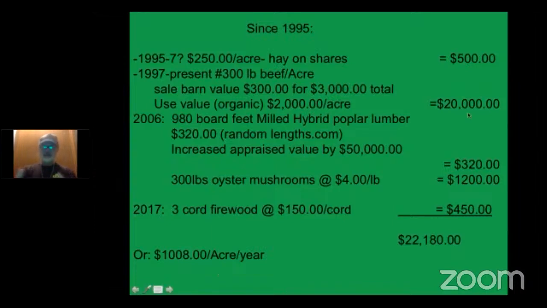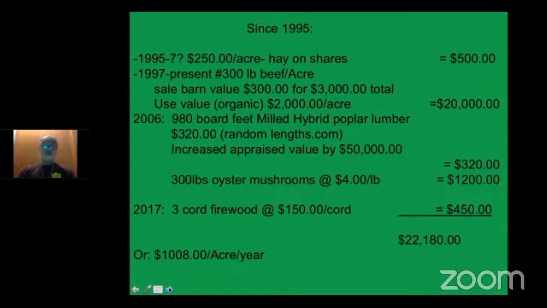That's a heck of a pile of cash. If I had to come up with that $20,000 to buy organic beef, I wouldn't be eating organic beef. I'm eating organic grass-fed beef because I'm raising it. It has an actual market value of $20,000 that I value. That's part of my return. And then my lumber, of course, $320, oyster mushrooms, $1,200. The beef and the mushrooms go good together. Comes out to a total, when you think about my use value of the beef, of $22,180 over the past 20 years, or $1,000 per acre per year. That's starting to look a heck of a lot better, ain't it?